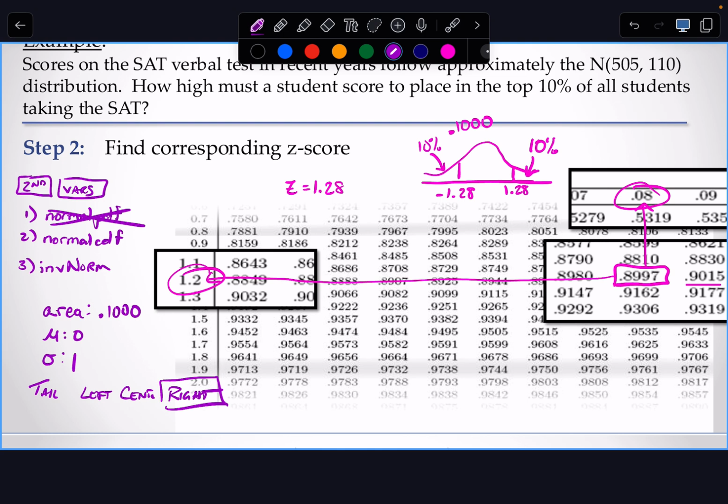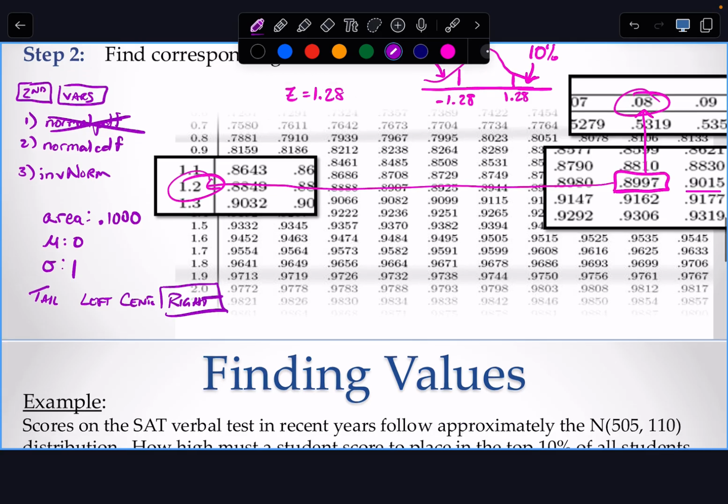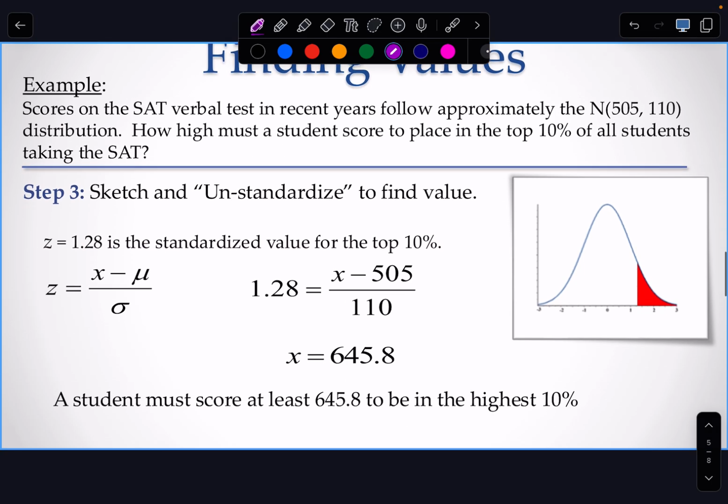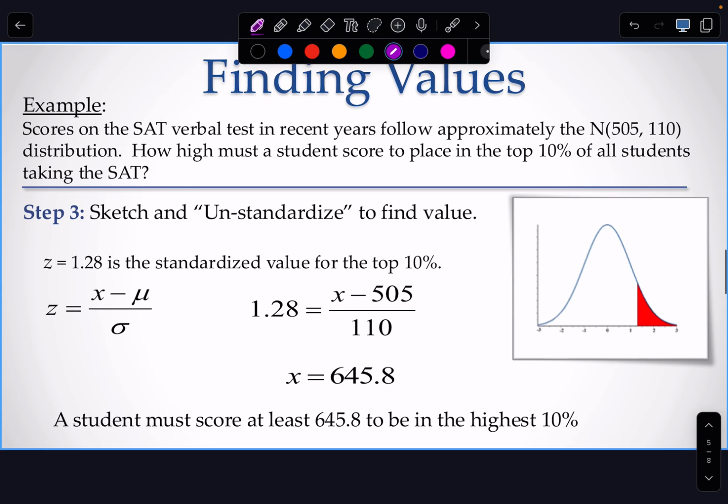So now to finish this out, if I take that z-score that we calculated, we need to unstandardize it. So I get a z-score of 1.28. Now we always provide a sketch, so don't forget to sketch your graph. So we create our normal distribution, 0, 1, 2, and 3 to the right, -1, -2, -3 to the left.